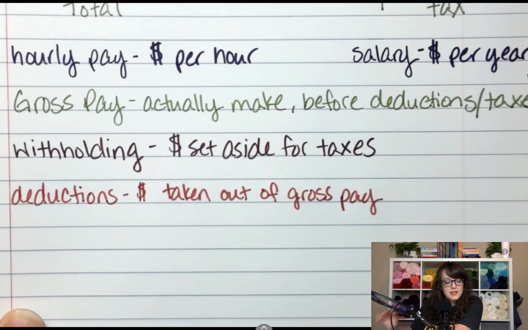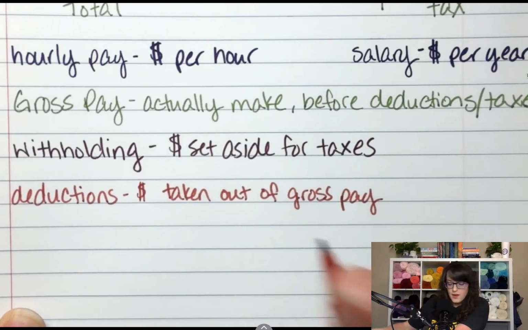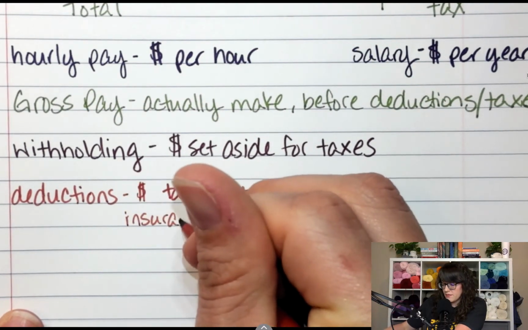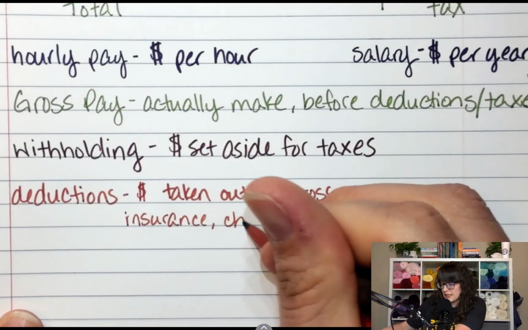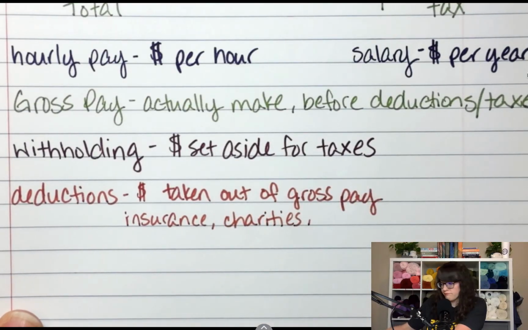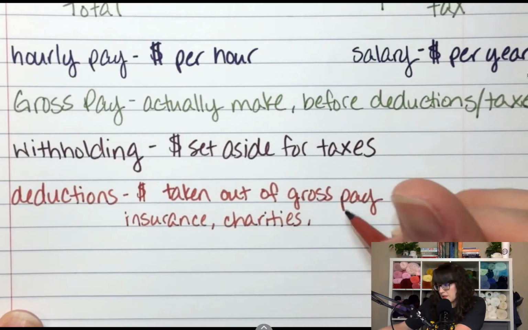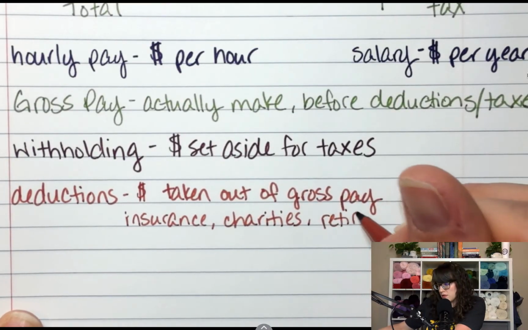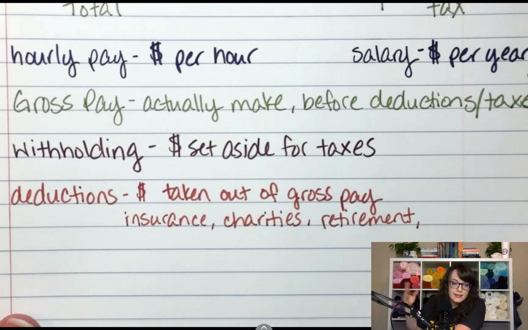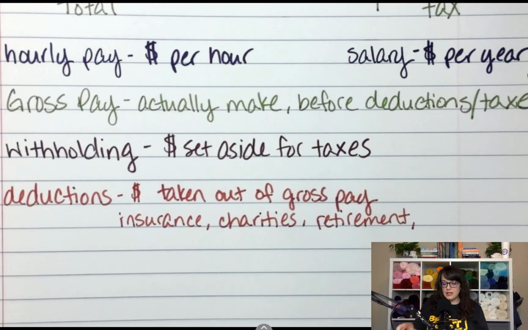Usually it's like tax free. You won't have to know that. Things that can be deductions are your insurance, charities, like retirement accounts, things like that. Those are deductions.